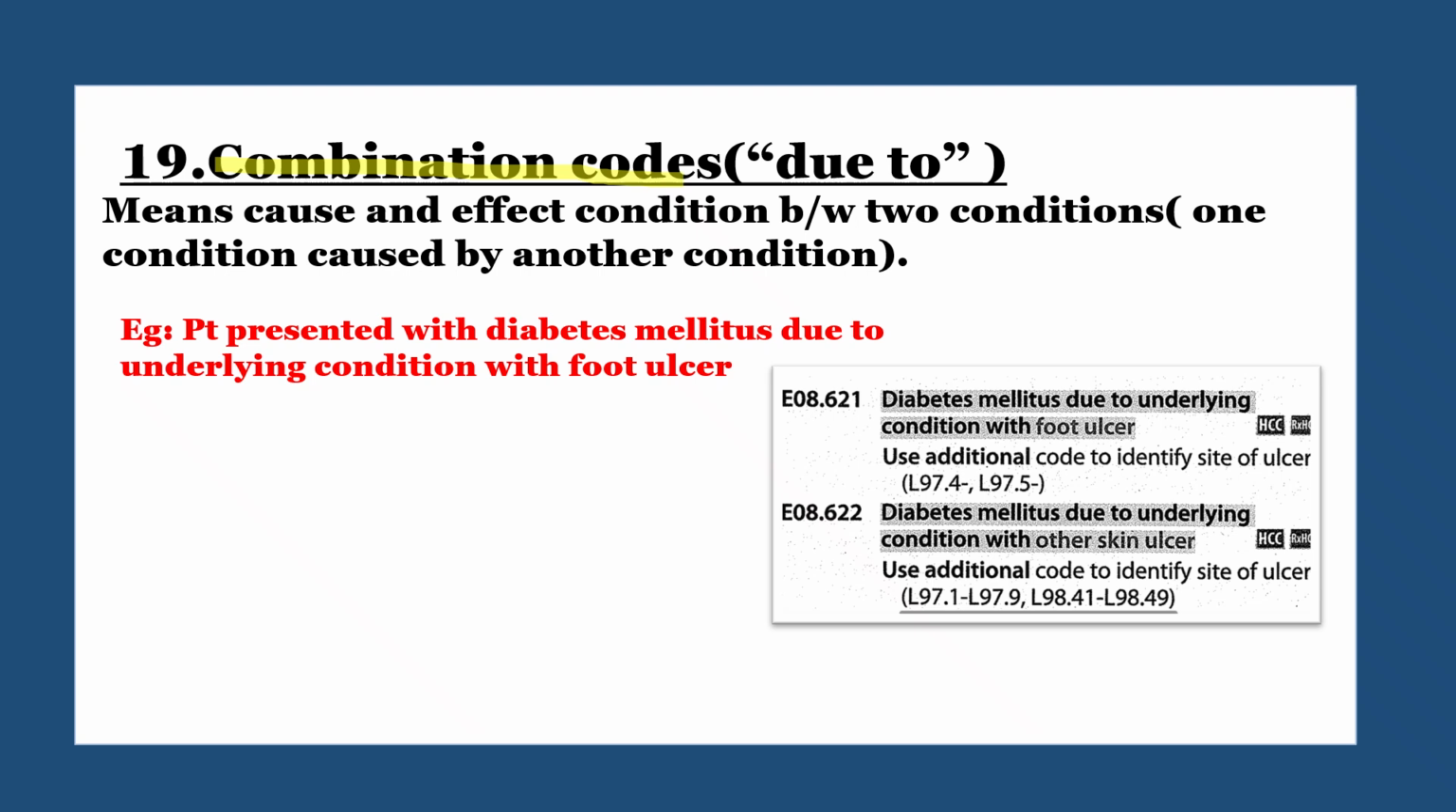Combination codes, the due to guideline. Due to means the cause or reason for the condition, the effect between two conditions. It means one condition is caused by another condition. For example, a patient presents with diabetes mellitus caused by an underlying condition along with a foot ulcer. We have to mainly focus on the due to guideline. The patient presents with diabetes mellitus, but the reason is an underlying condition. You can see here the example, diabetes mellitus due to underlying condition with foot ulcer, that is E08.621.